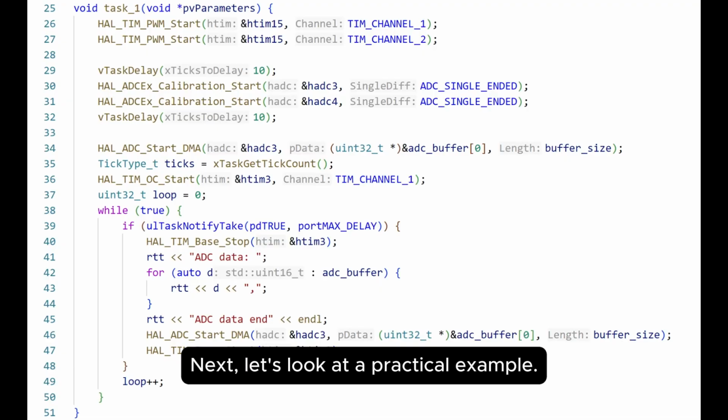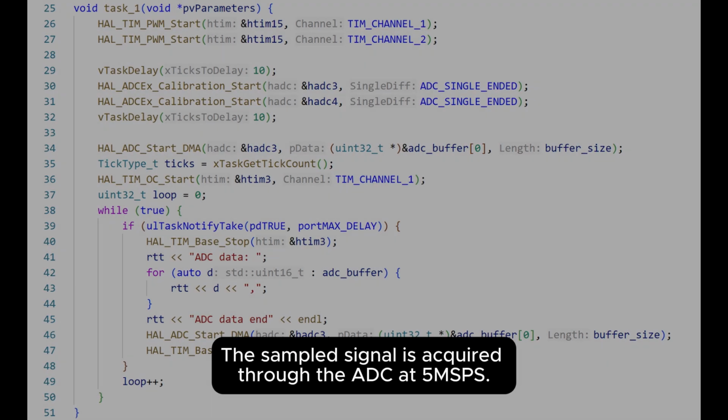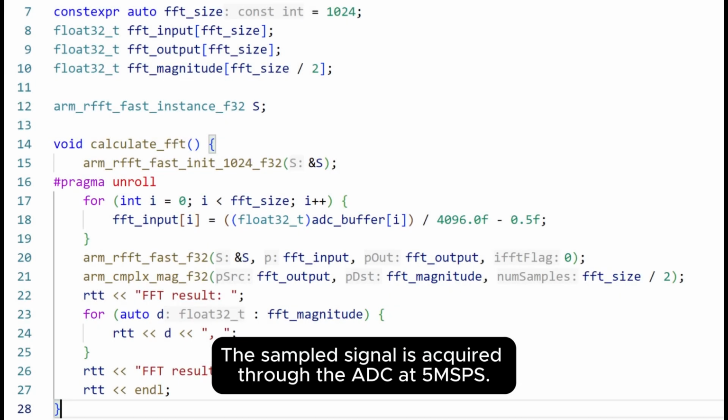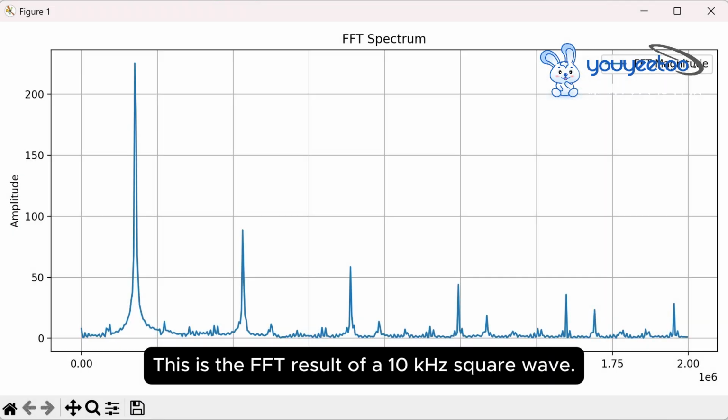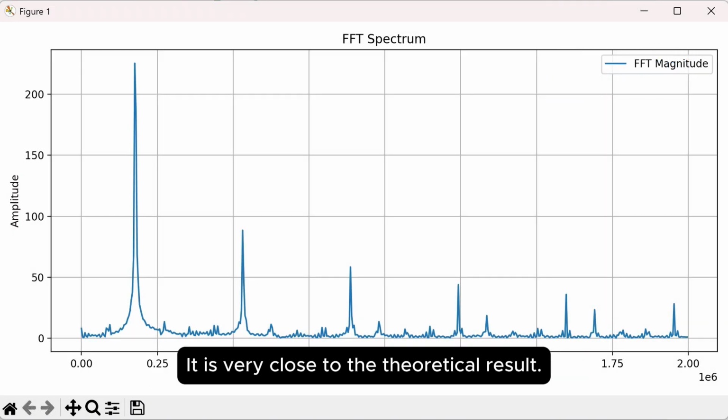Next, let's look at a practical example. The sampled signal is acquired through the ADC at 5 MSPS. Then, the transformation is performed using RFFT. This is the FFT result of a 10 kHz square wave. It is very close to the theoretical result.